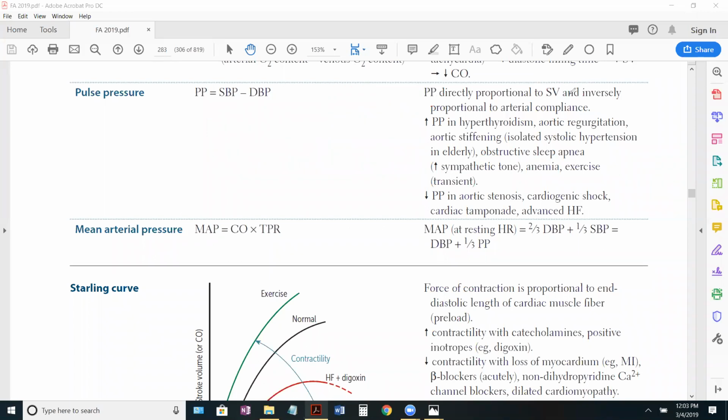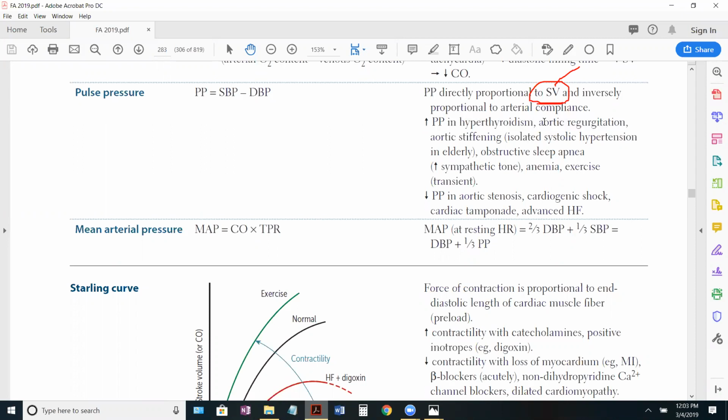But the stroke volume is the one we are looking at, whether it has changed in a person due to some reason, either due to MI, acute mitral regurgitation, or progressive heart failure. The stroke volume will keep decreasing. So pulse pressure increases in some conditions and decreases in some conditions. These are the conditions. Usually it increases with contractility, aortic regurgitation. We will discuss why the pulse pressure increases in aortic regurgitation.